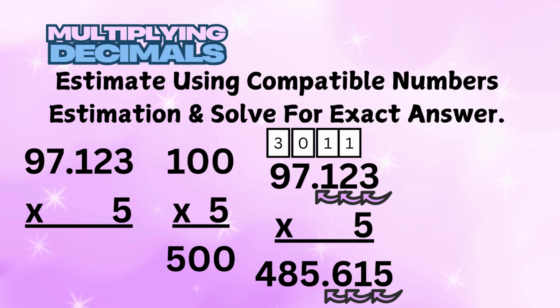Now I'm going to solve to find the exact product. And when I did that, I came up with 485.615. Notice in the question, it went in 3 decimal places, and I also needed to move it in 3 decimal places in my answer. If you had it, great job. I also am able to compare that my estimate and the exact product are reasonable.